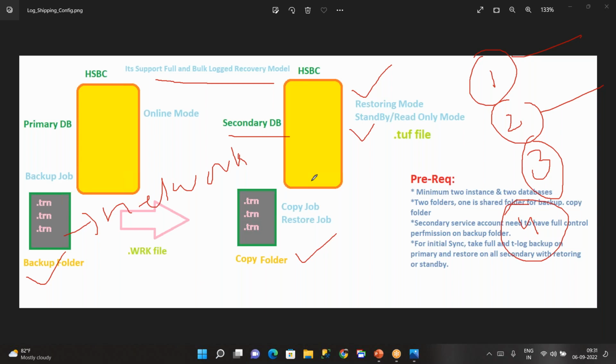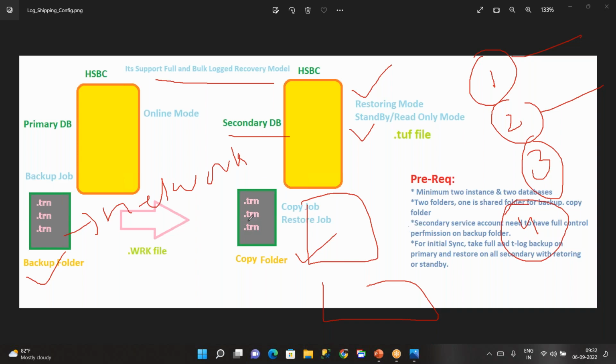I am not telling minimum; one folder as well is no problem. But basically you require two folders. One will be a network folder, one a normal folder, one for copy and one for backup. If you have multiple instances, you need multiple copy folders, but only one backup folder. Make a note of that.